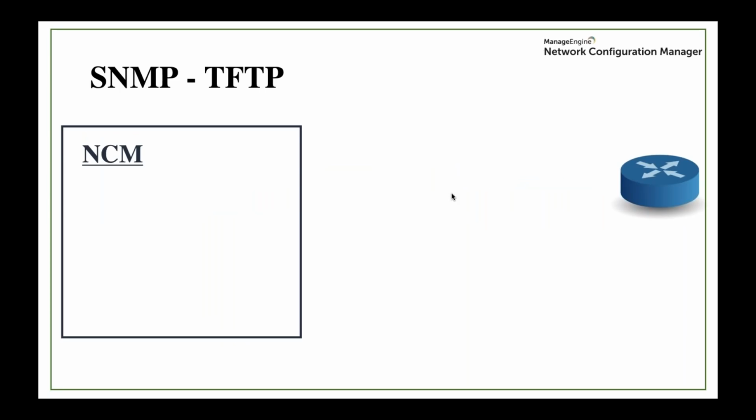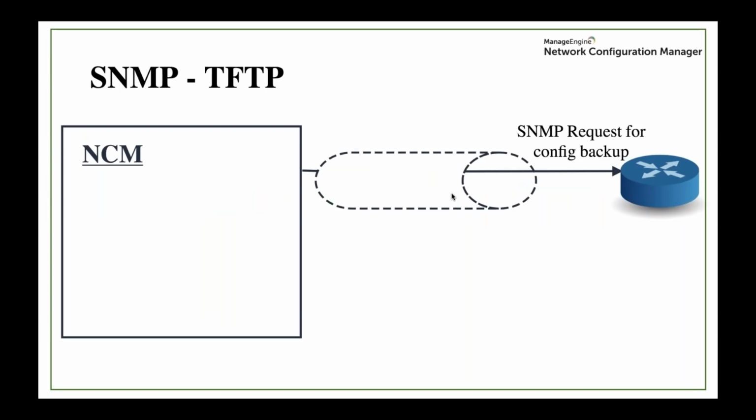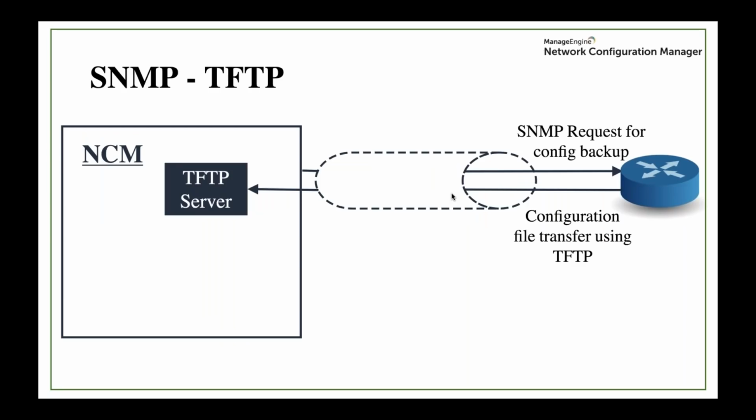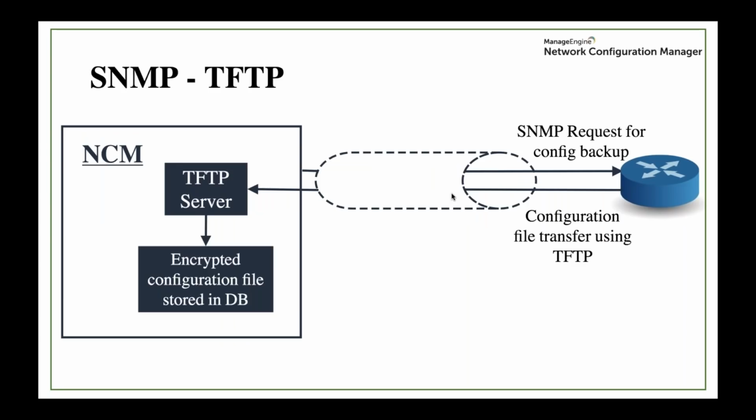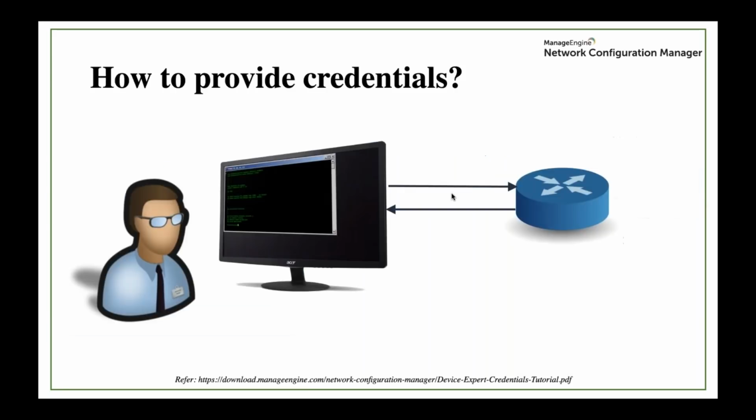Similarly, for SNMP and TFTP, the SNMP request is sent to the device from NCM, and once the SNMP request is received, the configuration file is transferred using TFTP, which is then received by the inbuilt TFTP server and encrypted and stored in the inbuilt database of NCM. Now that we've seen all the protocols that are used to provide credentials, let us see how to provide these credentials.